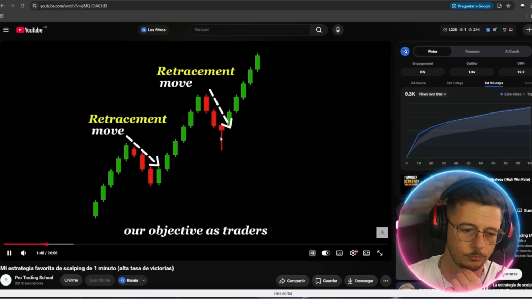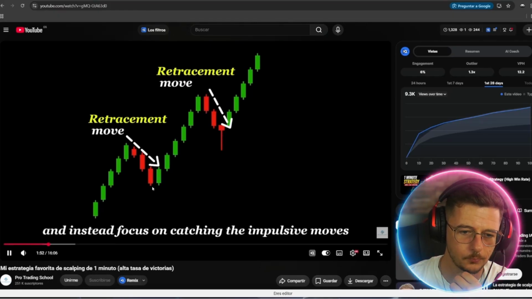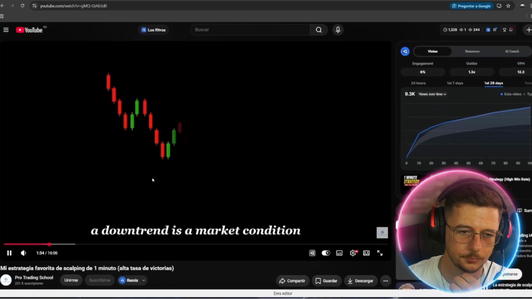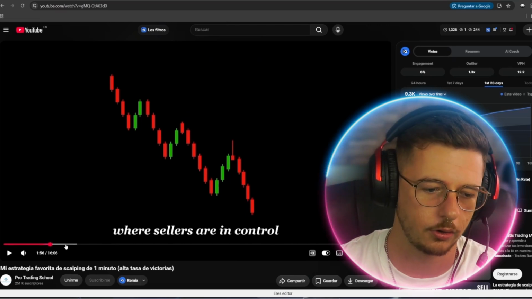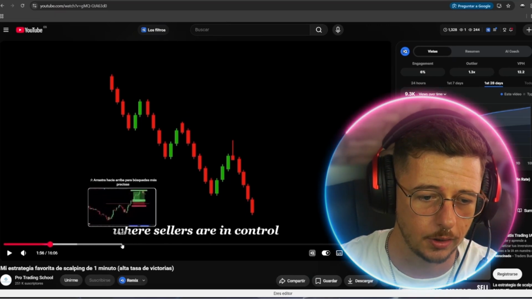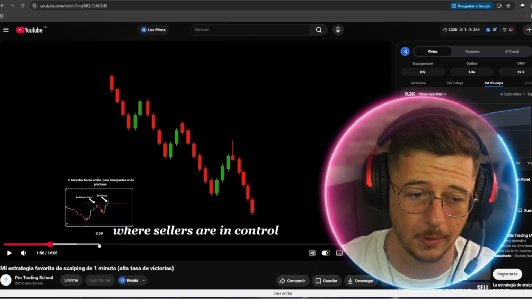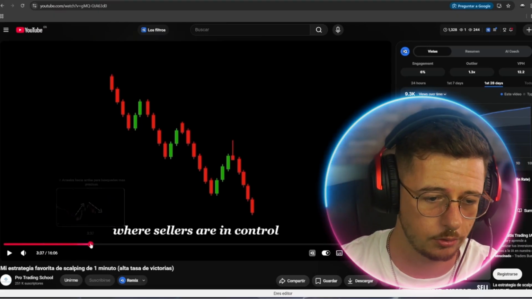Our objective as traders is to avoid getting trapped in these temporary pullbacks and instead focus on catching the impulsive moves. A downtrend is a market condition where this is exactly the same as an uptrend. I don't think we need to go through this, but I want to show you more or less the entry model, because here is obviously what we're going to be backtesting, and the rest I'll be showing you on the backtest. So let's look at this here.